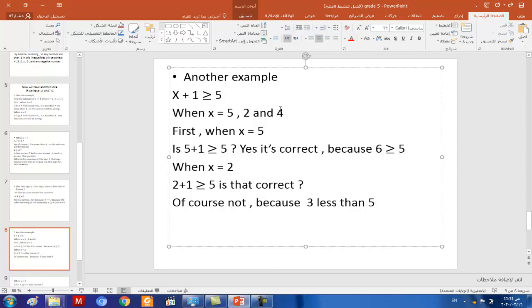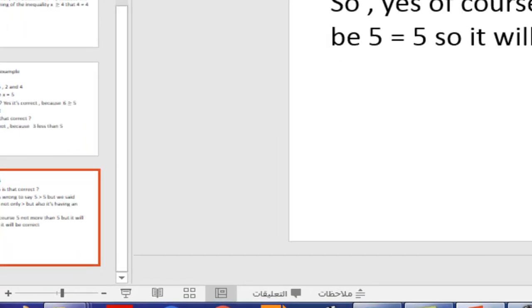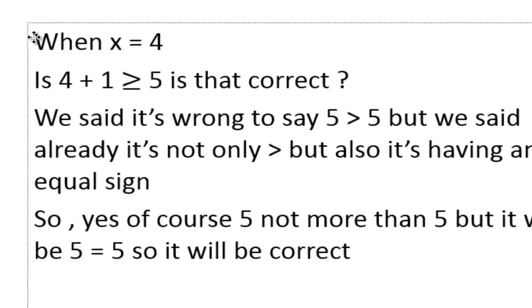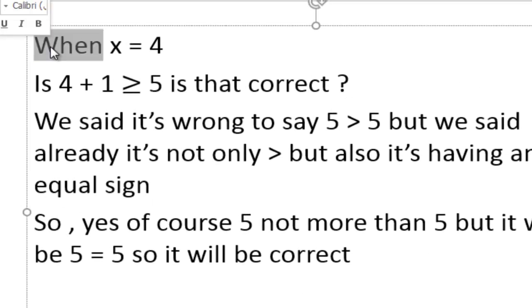The last number we have is when x is 4. So 4 plus 1 is more than or equal to 5. Is that correct? 4 plus 1 equals 5, and 5 is more than or equal to 5. We said it already: it's wrong to say 5 is more than 5, but we said it.